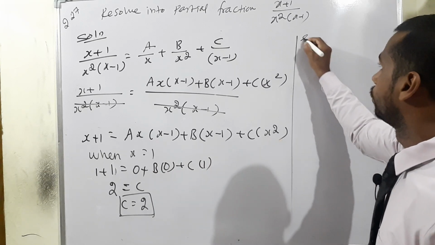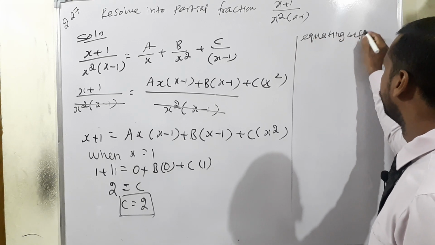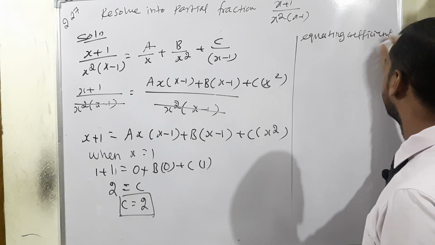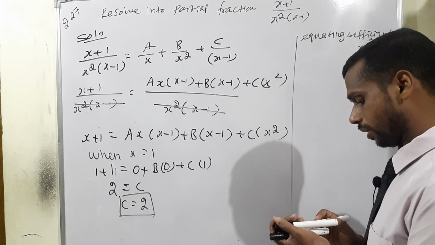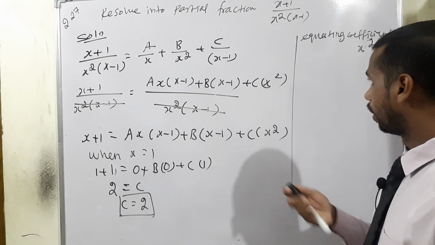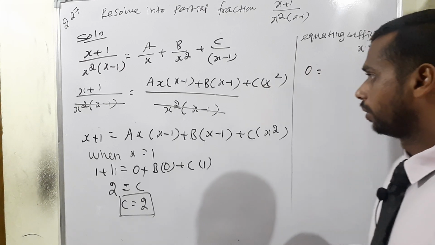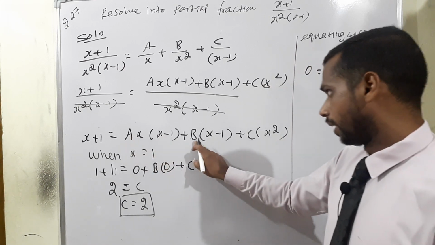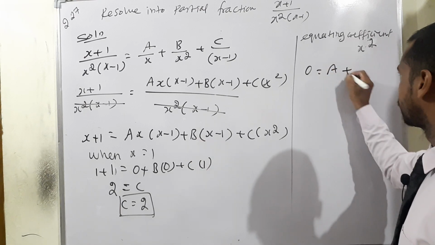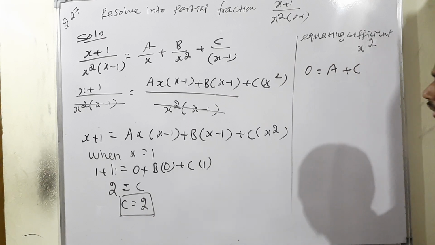Therefore, equating the coefficient of x square. Now the first term is completely 0, isn't it? 0 is equal to, this is ax into x square, so only a will come, the center will be 0, and the last case will be c. Therefore c we already found, c is equal to 2, isn't it?